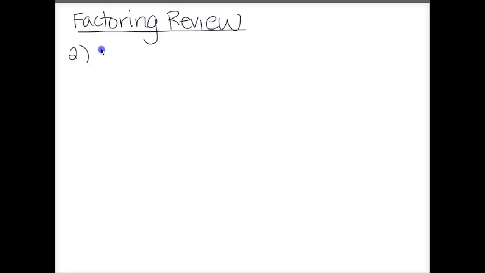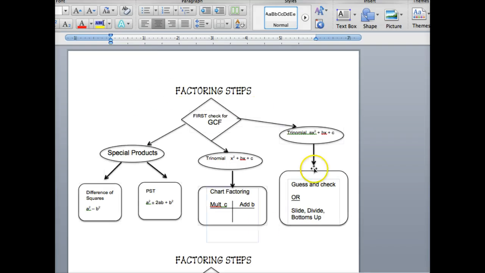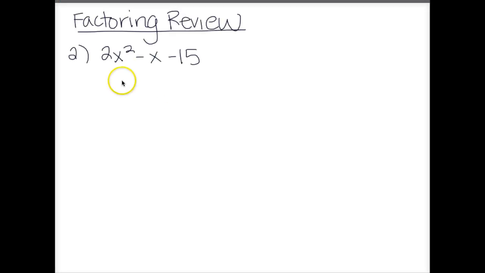So number 2 was 2x squared minus x minus 15. When I look at this, you should probably have this little guy in front of you, your flow chart. First we look for a GCF. I'm going to write a 1 here. We wouldn't write that in a final answer, but just as part of the work. So we know there's no GCF because this guy's a 1.